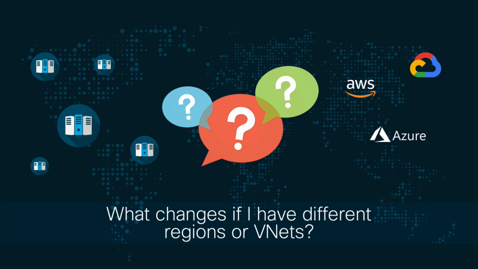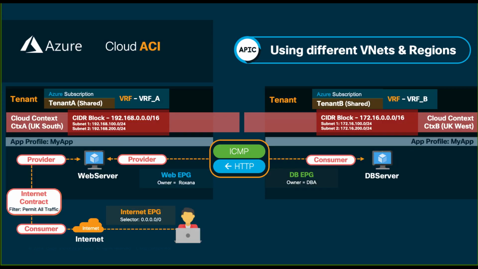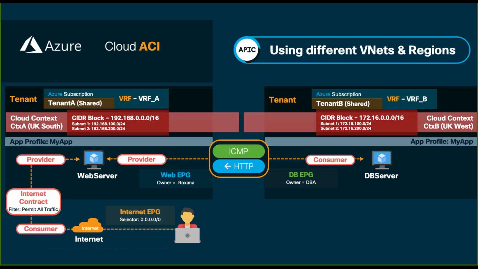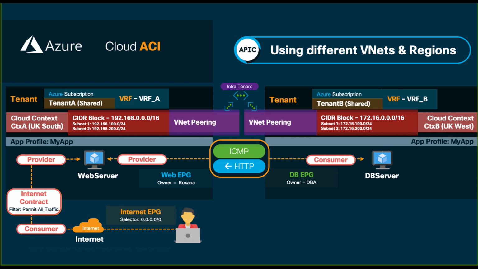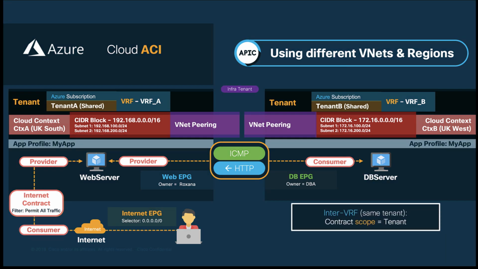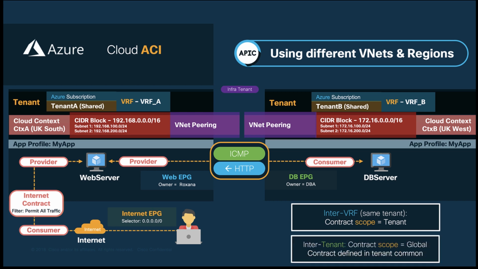Well, the great news is that it all stays pretty much the same. You just have to account for different CIDR blocks and subnets for each VRF or tenant and define contracts that have a tenant or global scope depending on your need. If you need a single tenant and multiple VRFs, a tenant scope contract should do. However, if you want to communicate different tenants, just build your contract in the common tenant and define its scope to be global. The rest stays exactly the same and is fully automated as well.